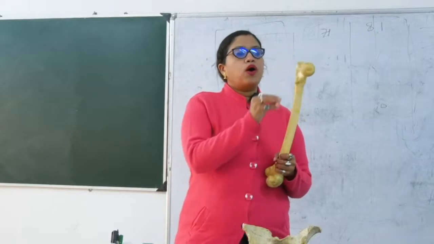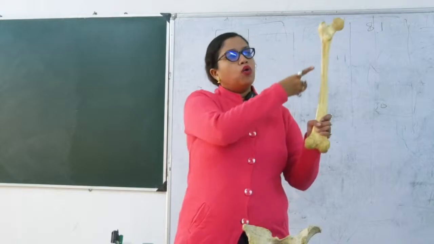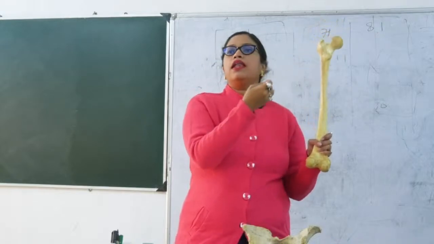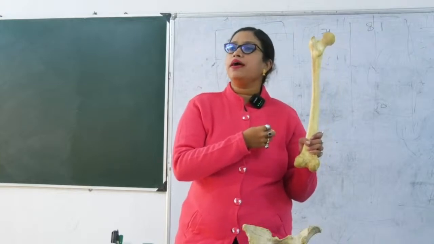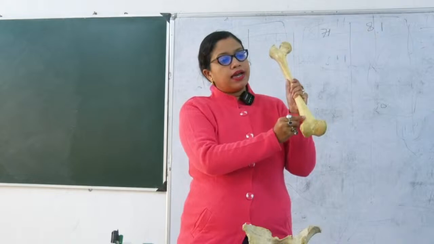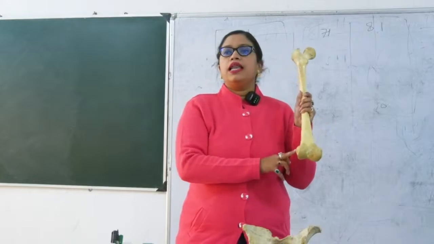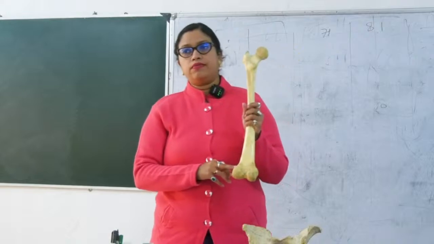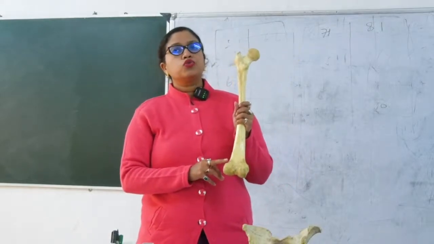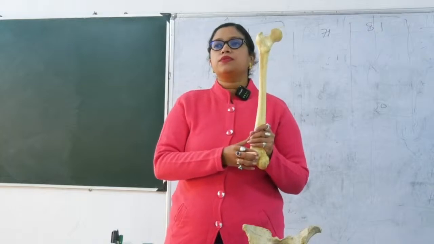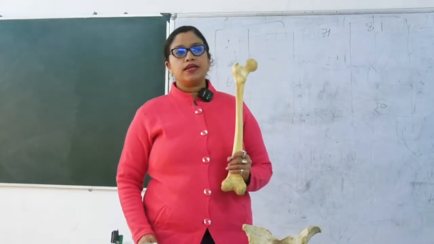Okay, so from here again one line is continuous, so that is the lateral lip of linea aspera. Okay, and posteriorly you are having another line that is going towards the lateral condyle, so that is known as lateral supracondylar line. Okay, lateral supracondylar line. Now in the posterior border on the linea aspera, how many muscle attachments are there, do you know?